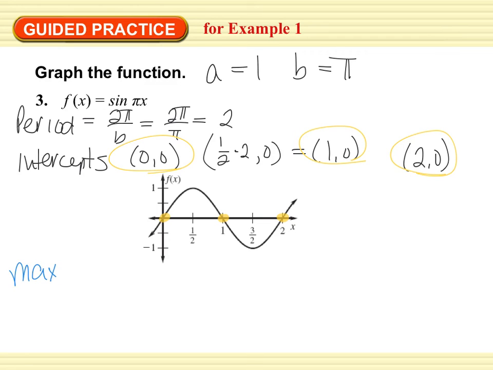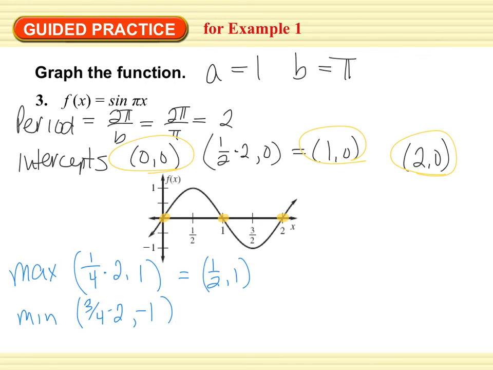Sorry, 1/4. 1/4 times the period with the amplitude. A 1/4 of 2 is half. And then the minimum is 3/4 of the period, negative amplitude. So I have 3/2, there's no pi, -1. And then we go ahead and plot those, maximum and minimum.